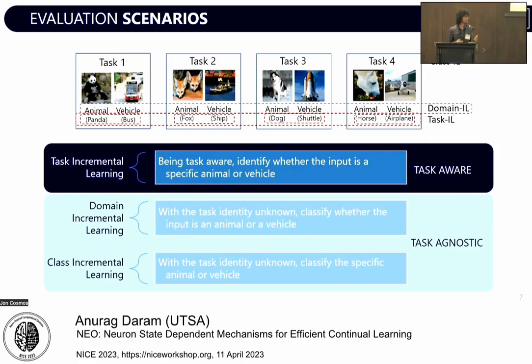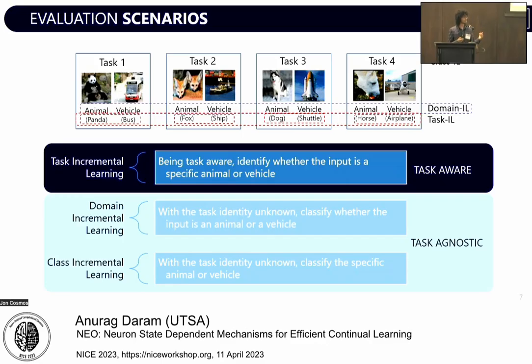So the first scenario is task incremental learning. In this scenario, the model is given the task identity, or it knows when the task is shifting, and the policies to either decide the important parameters or replay the previous samples or maybe add new neurons or synapses are done at the task boundaries.